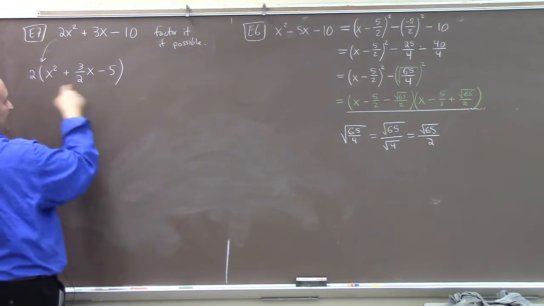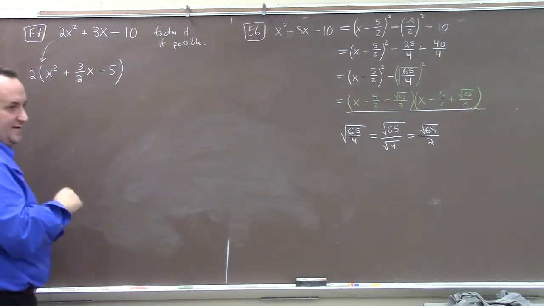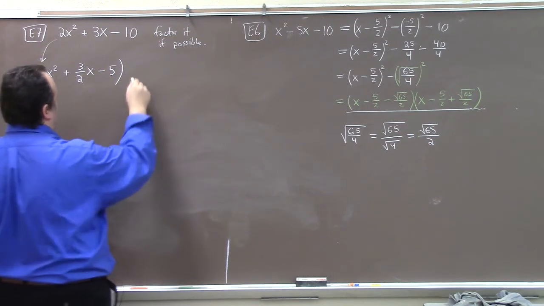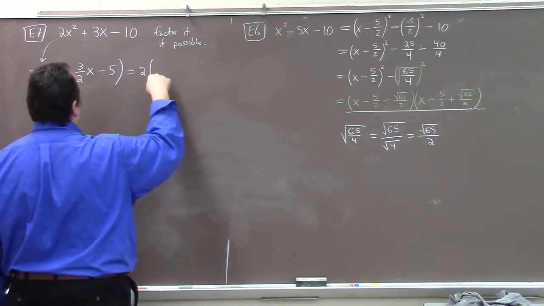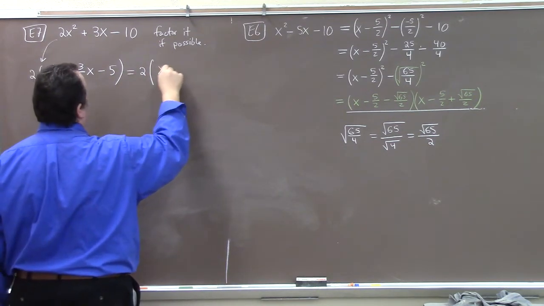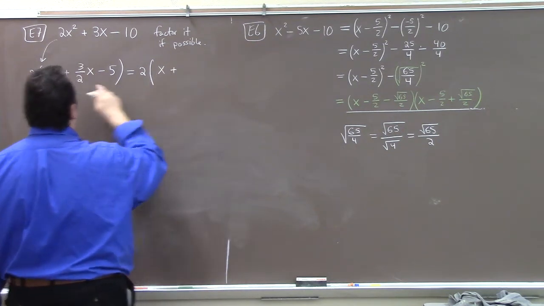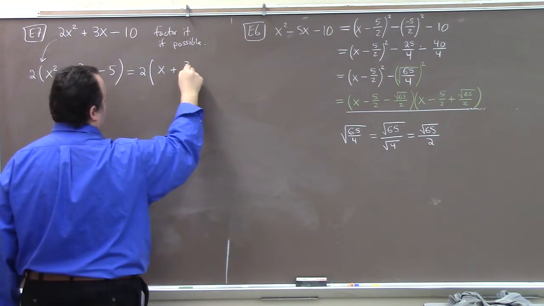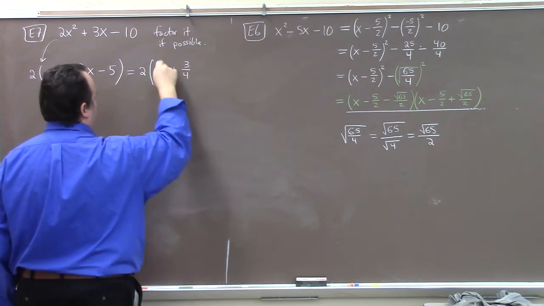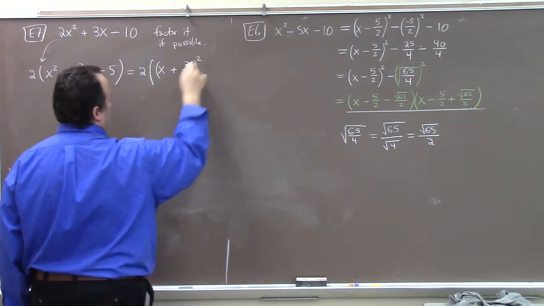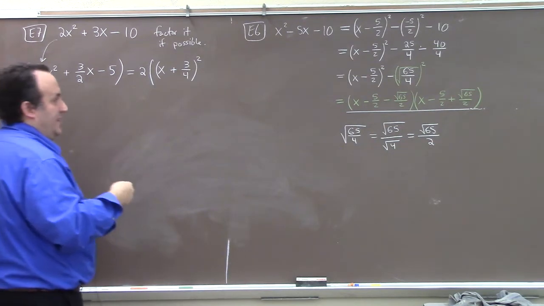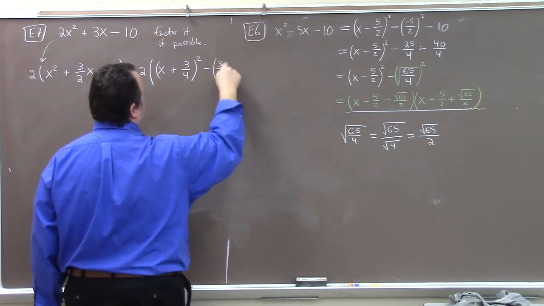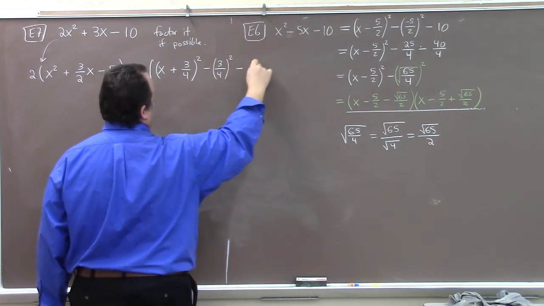Can we factor this with the guess and check method? I don't think so. So we're going to complete the square again. This is 2 times x. What's a half of 3 halves? Well, it is 3/4, yeah? So 3/4. Square that guy. And then we have to subtract 3/4 squared. And then subtract 5.